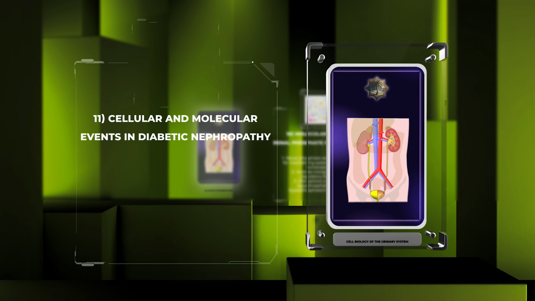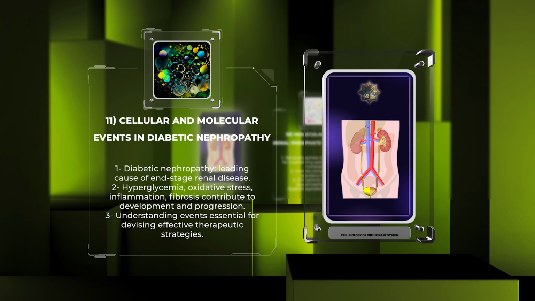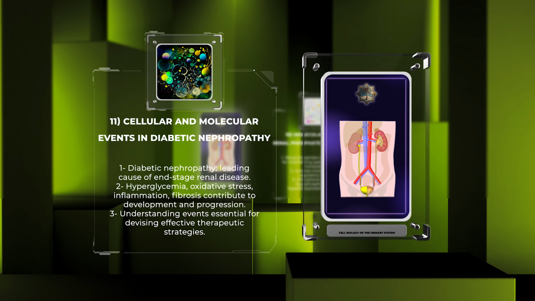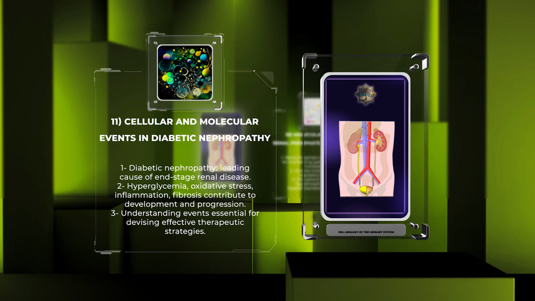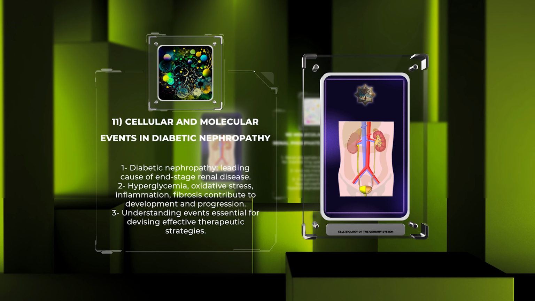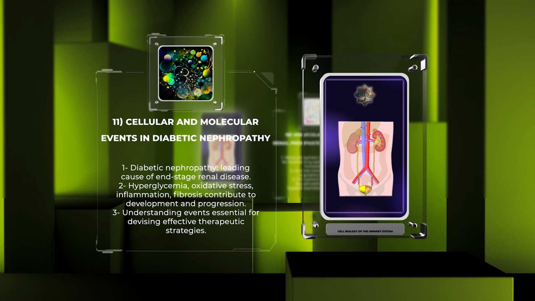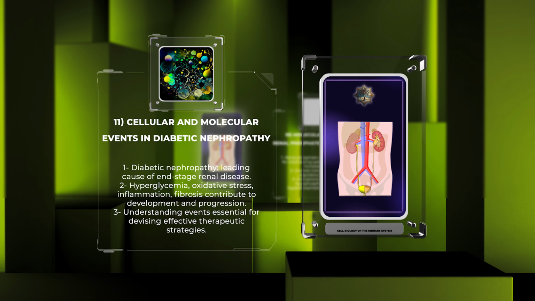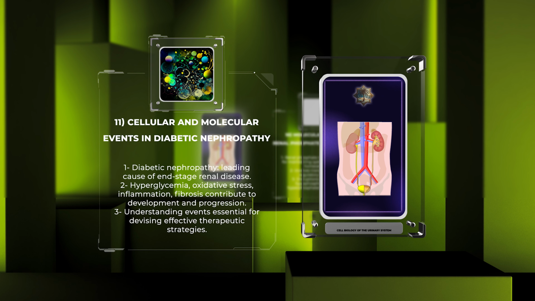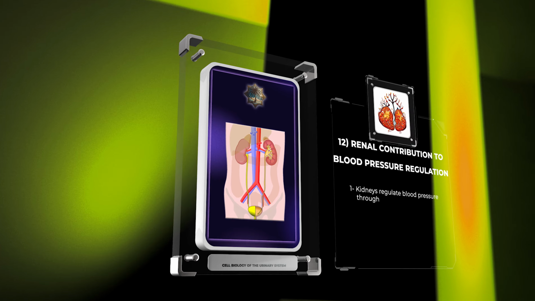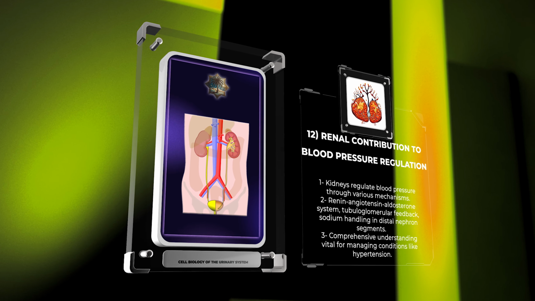Diabetic nephropathy is a leading cause of end-stage renal disease globally. A multitude of cellular and molecular events, including hyperglycemia, oxidative stress, inflammation, and fibrosis, contribute to the development and progression of diabetic nephropathy. Understanding these events is essential for devising effective therapeutic strategies to prevent or treat this debilitating kidney disease.